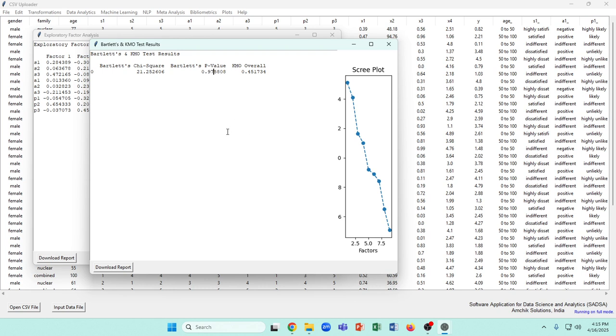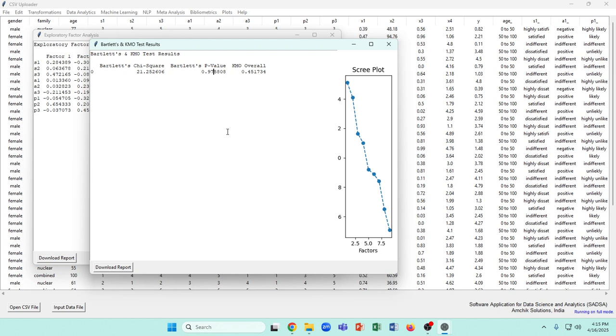The null hypothesis for the Bartlett test is that the data subset which I have input into this analysis has correlations that are 0.